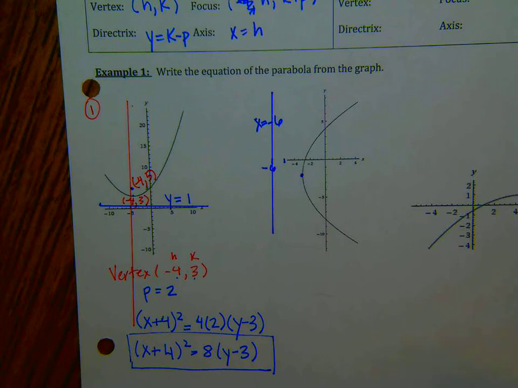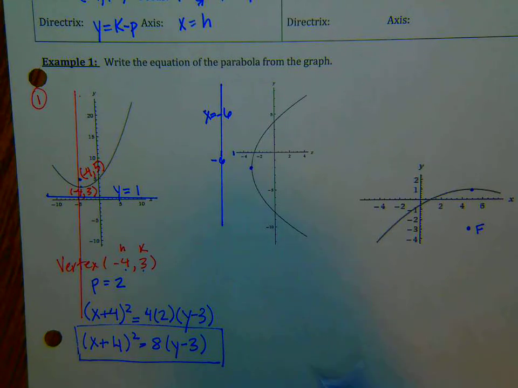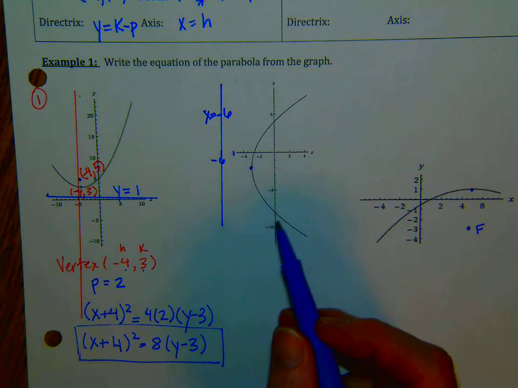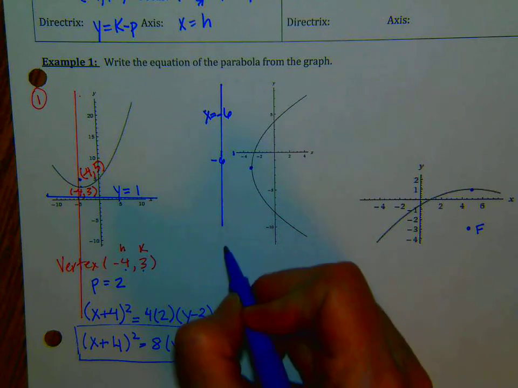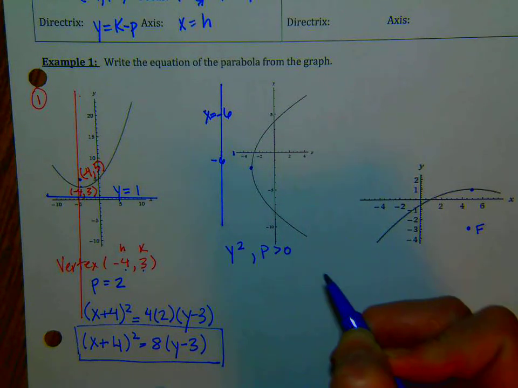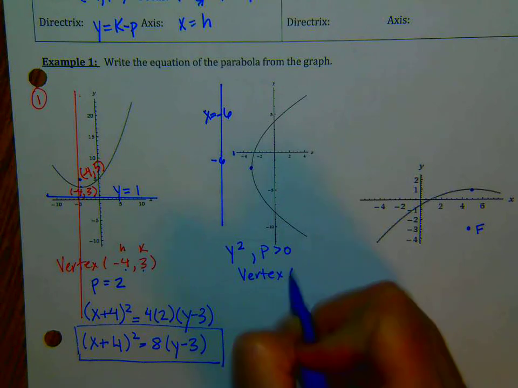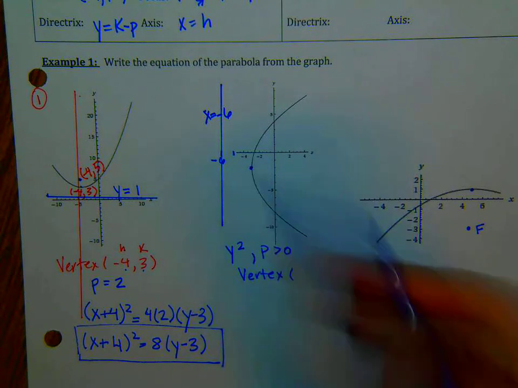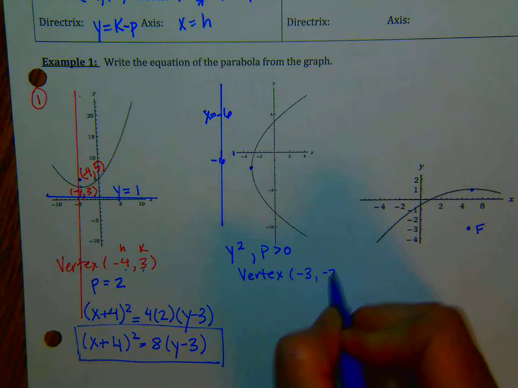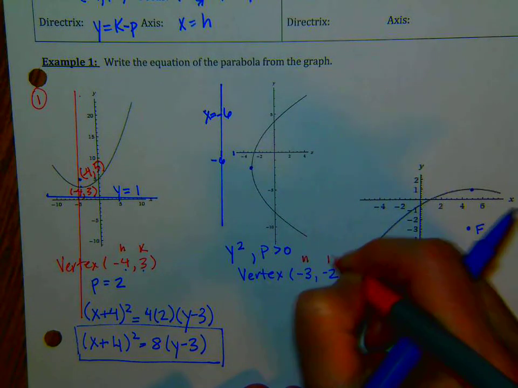Okay, so I'm going to do one more with you and then you can do the last one. So looking at the second parabola, what do we know about it? Well, for one thing, it's going to be a horizontal parabola. So Y is going to be squared. We know that P is greater than 0. We can tell that the vertex is where? The vertex is at -3, -2. Aha, so what do we have? We have 2 of our 3 letters. We have H and we have K.